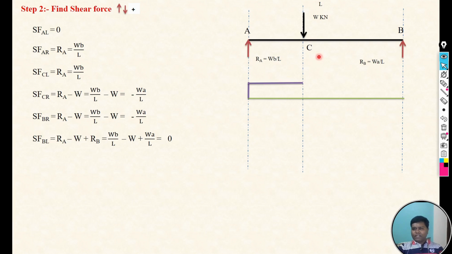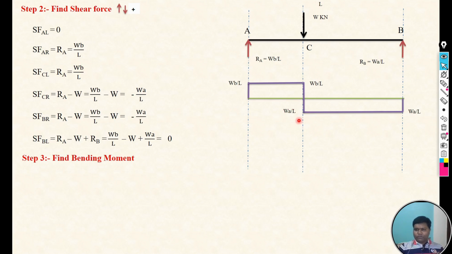Now after that, the shear force at C right is minus WA by L, so it should be below the baseline. From C right to B left, the value is constant, meaning the shear force is constant from this point to this point, and the magnitude is WA by L. So this is our shear force diagram.